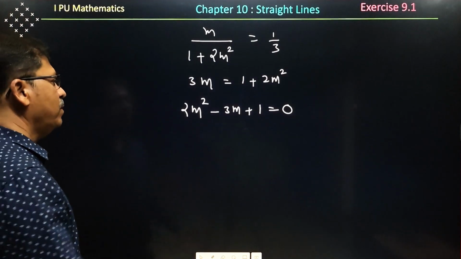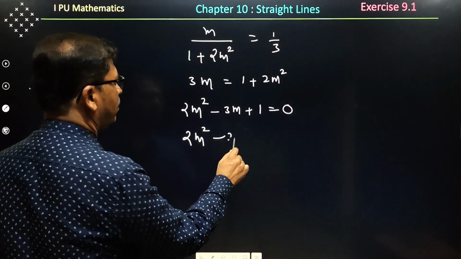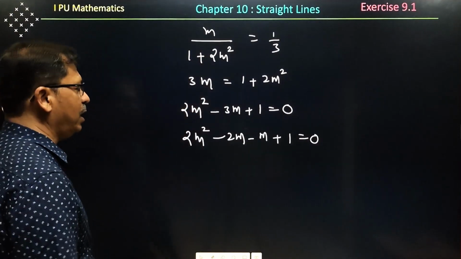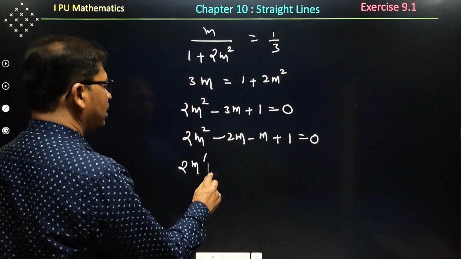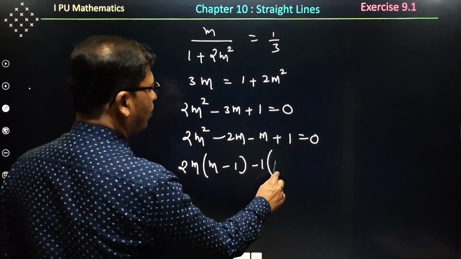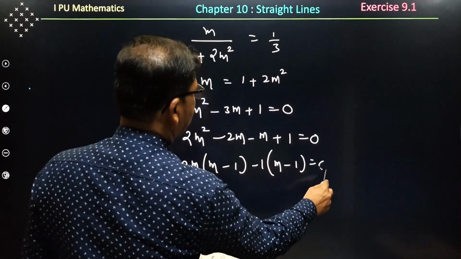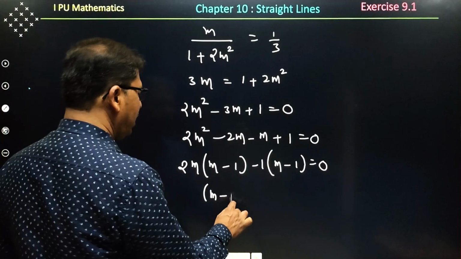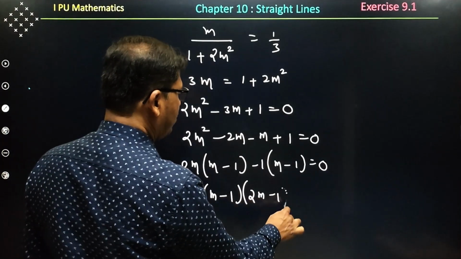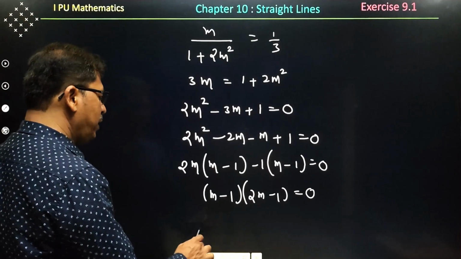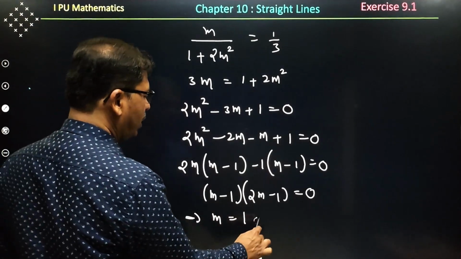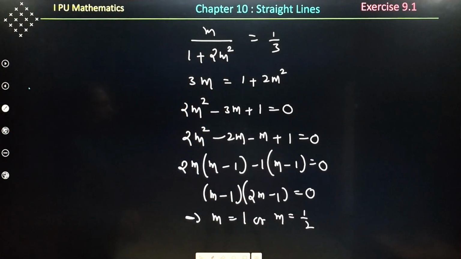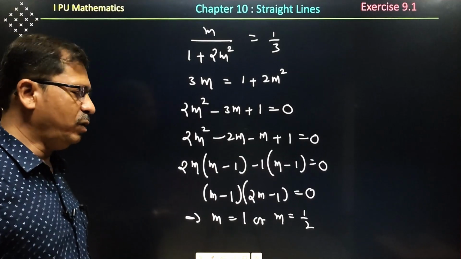Let us solve this. 2m square write as it is, minus 2m minus m you can write, then plus 1 equal to 0. So take 2m common, m minus 1 remains; minus 1 you take common, plus 1 becomes minus 1. Then take m minus 1 common, 2m minus 1 remains, which is equal to 0. So equating each factor to 0, you will get either m is equal to 1 or m is equal to 1/2. I have written directly, I think you follow this. 2m minus 1 equal to 0 means 2m is equal to 1, m equal to 1/2.